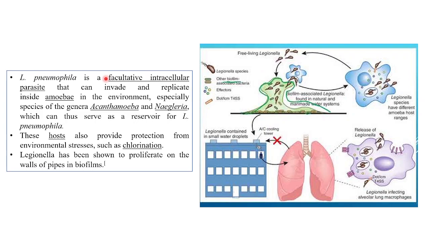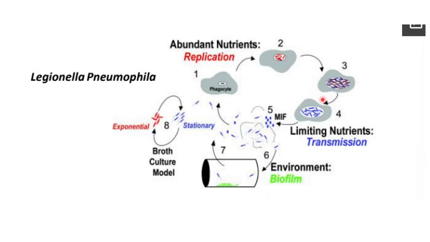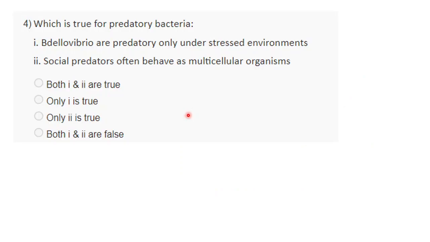Next was the Legionella pneumophila. So Legionella pneumophila, or L. pneumophila, is a facultative intracellular parasite, and it basically needs an amoebic host to survive. This is the life cycle of Legionella pneumophila, and these are shown to proliferate in the walls of pipes in biofilms. So this is the life cycle of Legionella pneumophila. It can infect a phagocyte. It needs an amoebal host to further infect.